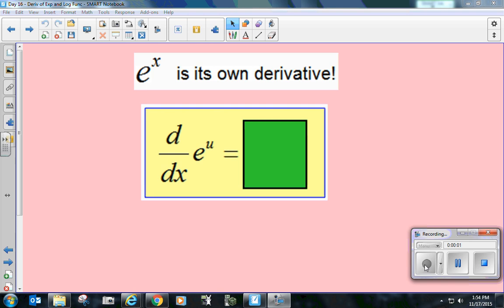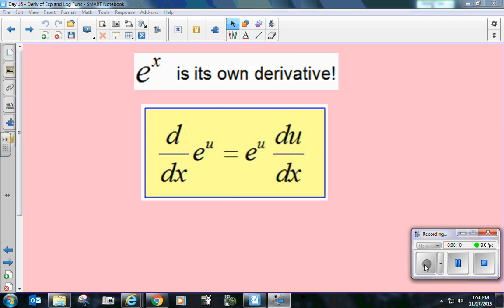e to the x, okay? E to the x is actually its own derivative. What do I mean? What's the derivative of e to the u? Well, it's e to the u. But don't forget, we still need to multiply it by the derivative of u.